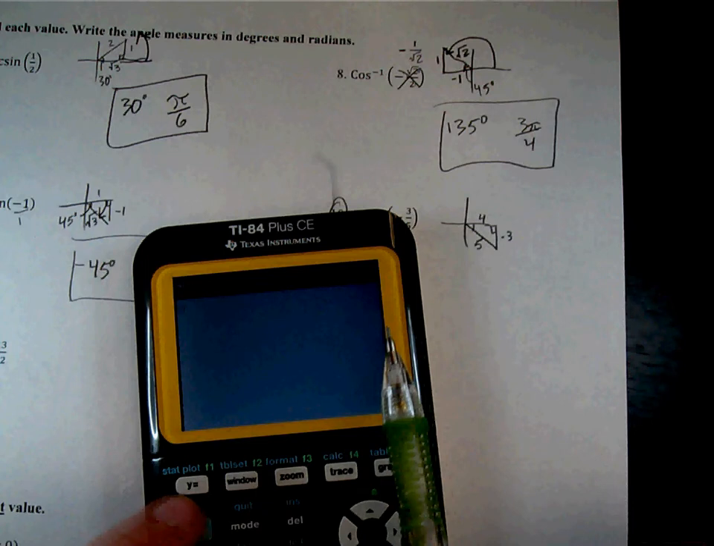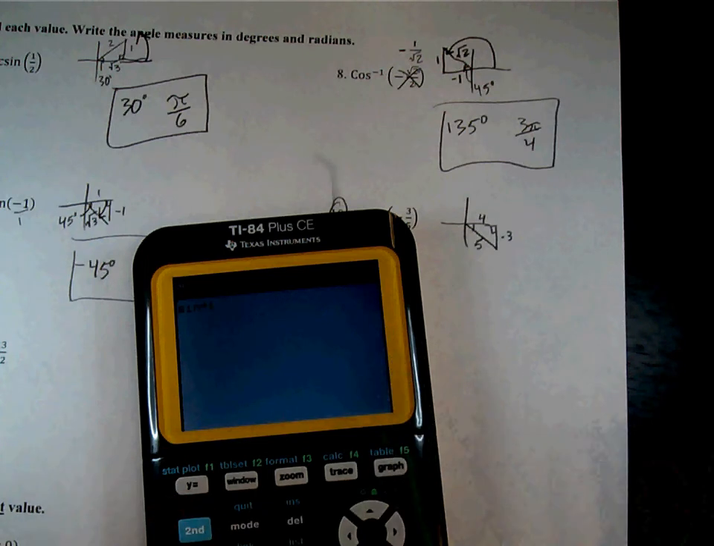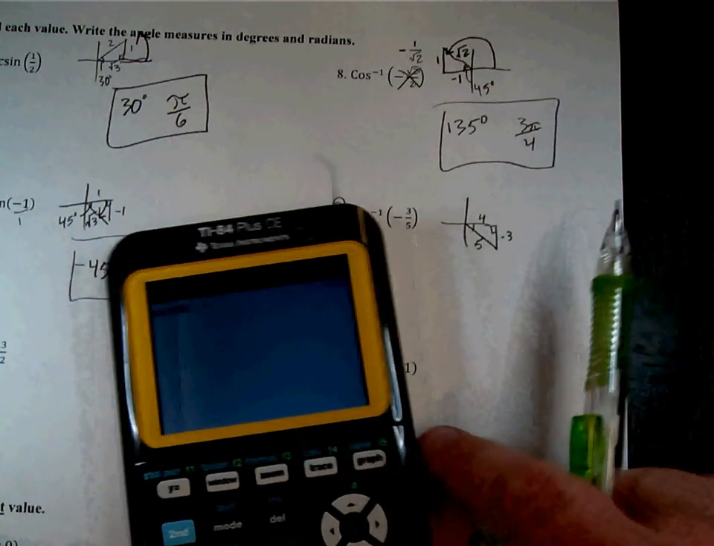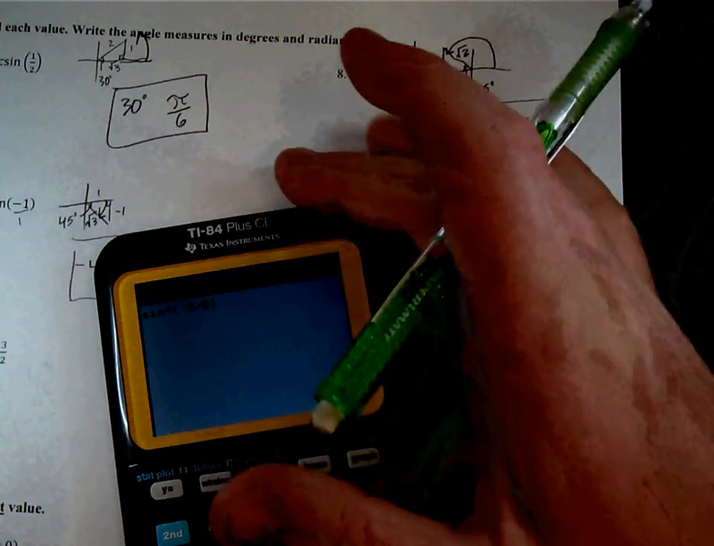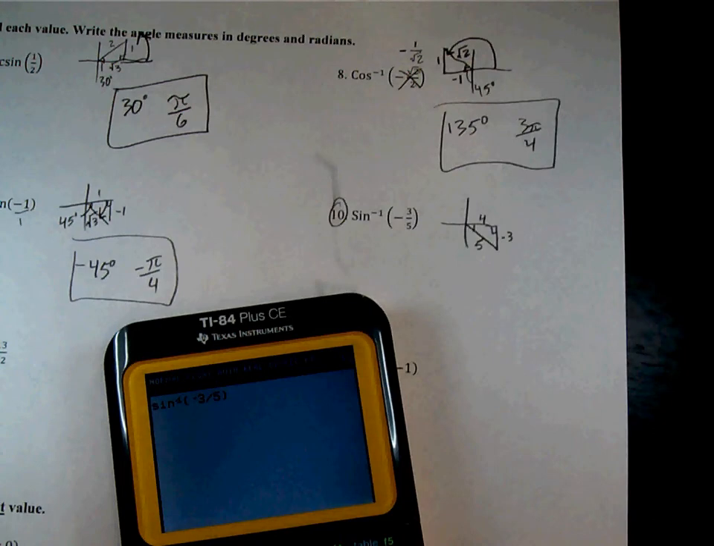So I need to do second sine. Second sine, and you'll see that inverse show up. And then you can type in the -3/5. Hopefully you can see there, you can kind of see that inverse sine of -3/5. And we see that it is negative.